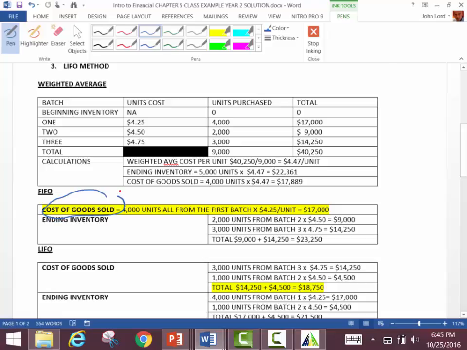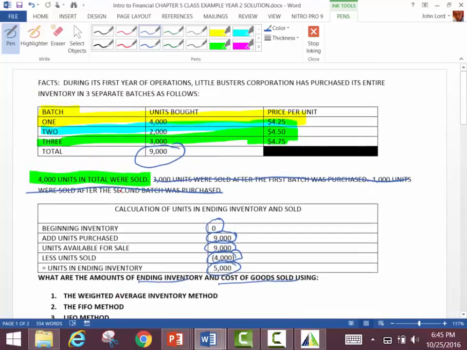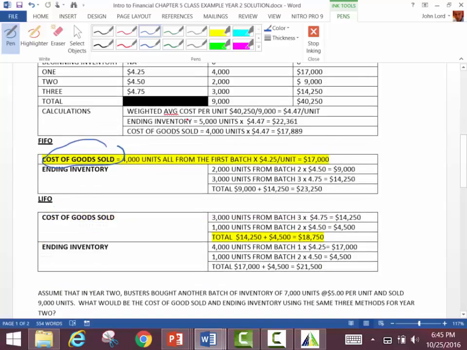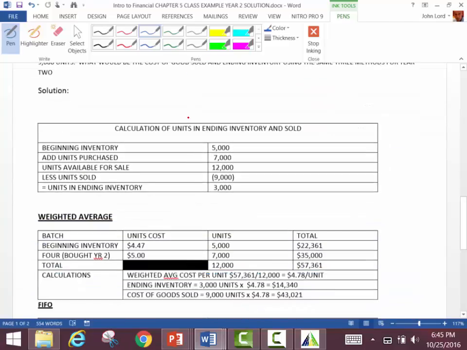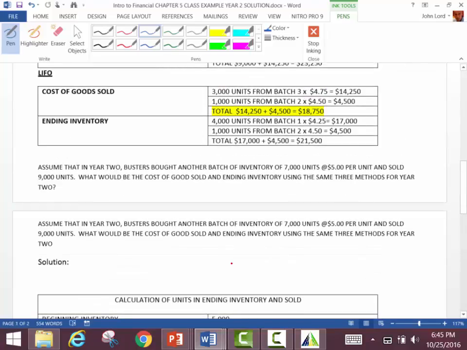Since we bought batch 1 first at those 425s, how many of those were there? 4,000. So under FIFO, we're going to assume that we sold all of those at 425, cost flow assumption, right? We sold all those 425 ones, 4,000 of them. So we take the cost of goods sold for FIFO, and it's going to be my 4,000 units.